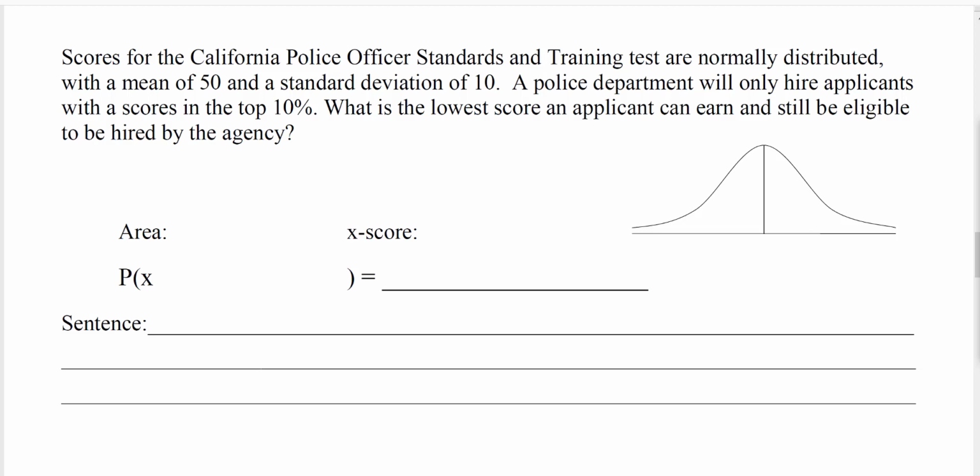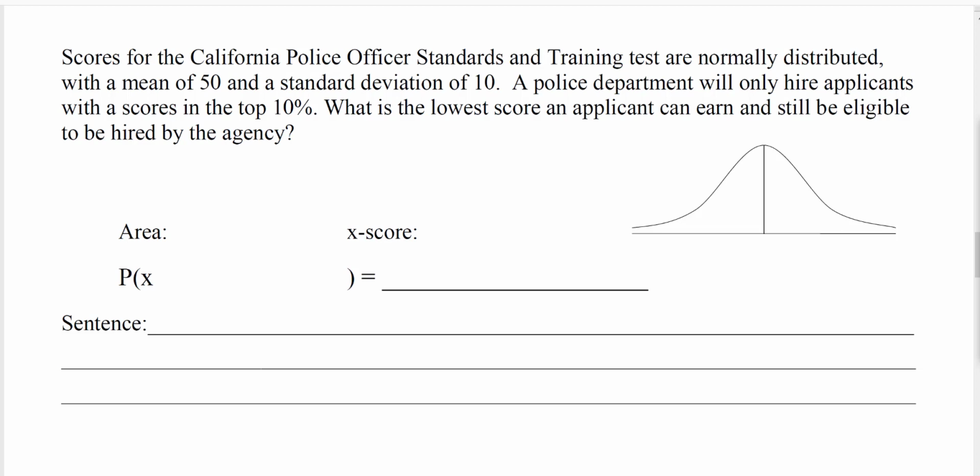Scores for the California Police Officer Standards and Training Tests are normally distributed with a mean of 50 and a standard deviation of 10. A police department will only hire applicants with scores in the top 10%. What is the lowest score an applicant can earn and still be eligible to be hired by the agency?